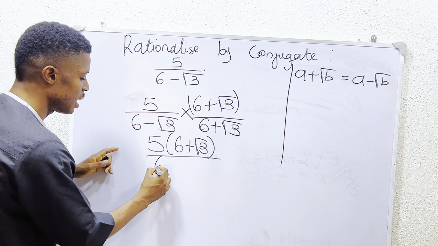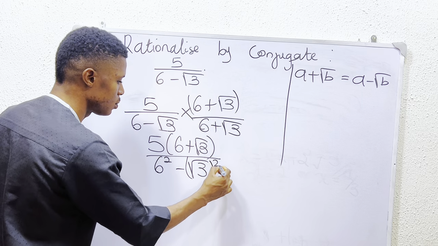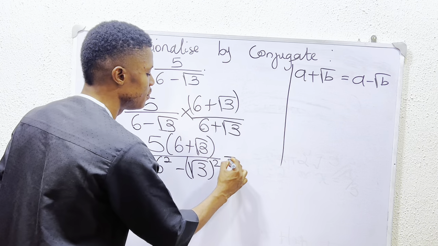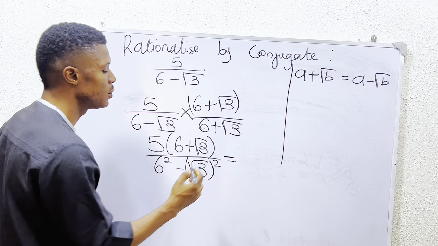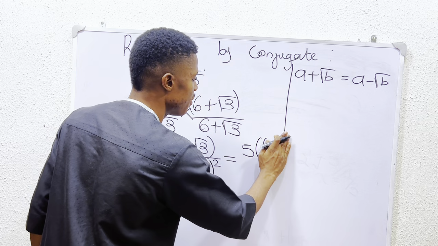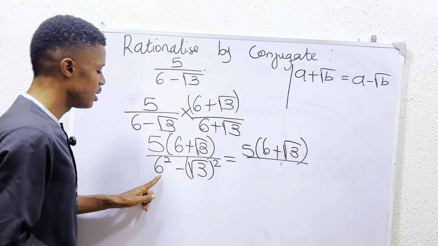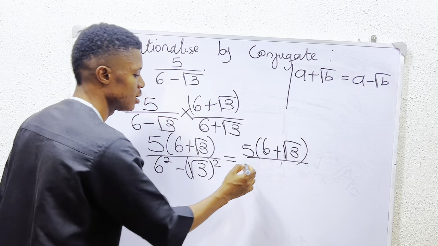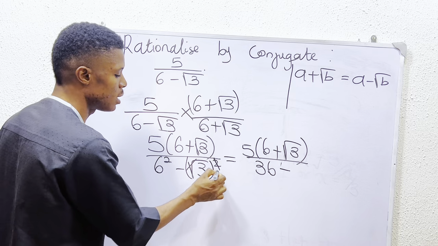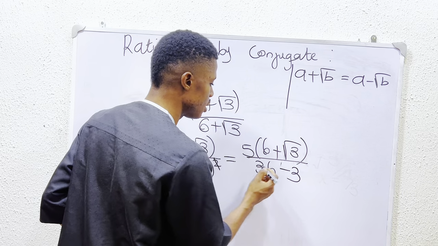What do we mean? We can have it as 6 squared minus root 3 all squared. So what do you have to observe? The numerator, let's maintain 5 into 6 plus root 3, then divided by 6 squared, which is 36, minus, and this square will now cancel out the square root, so we are left with 3.